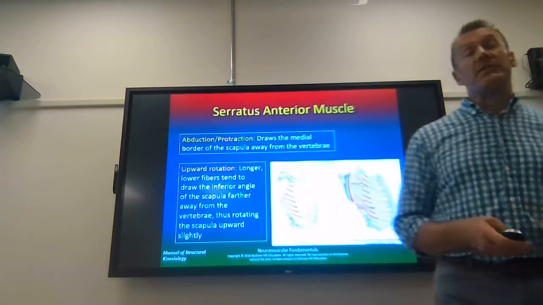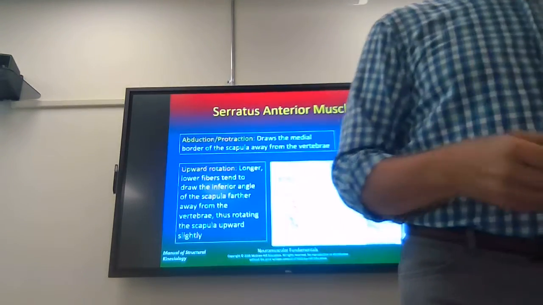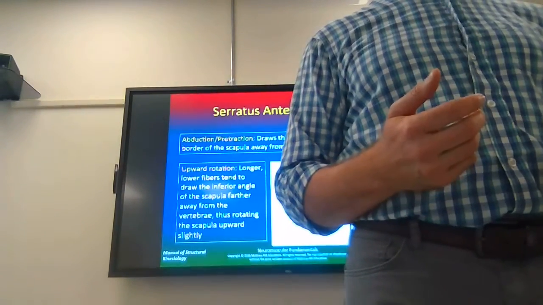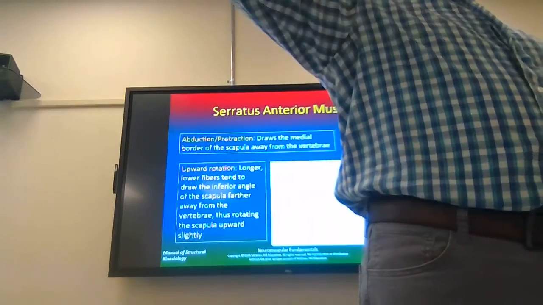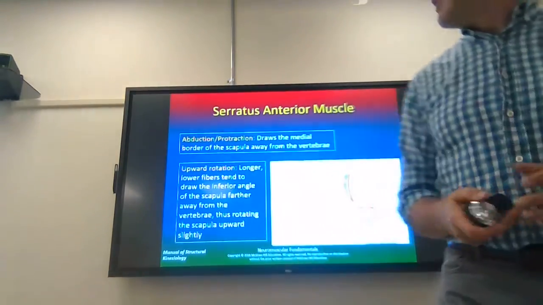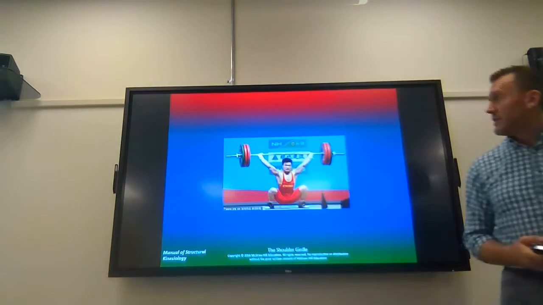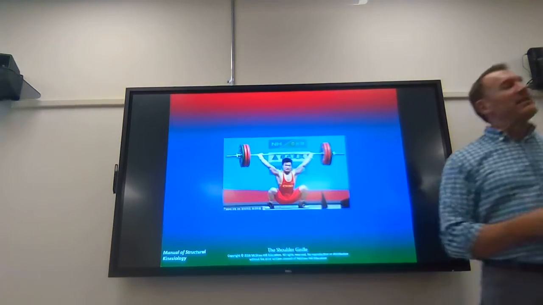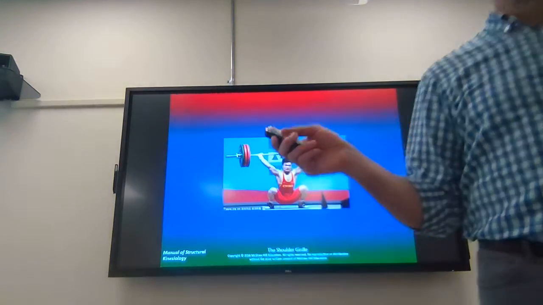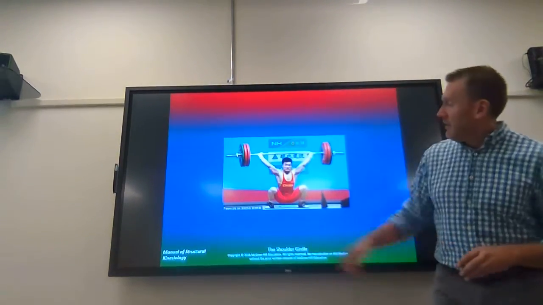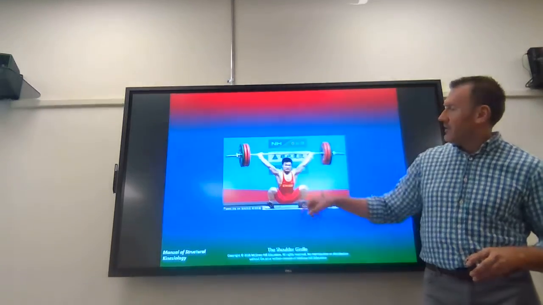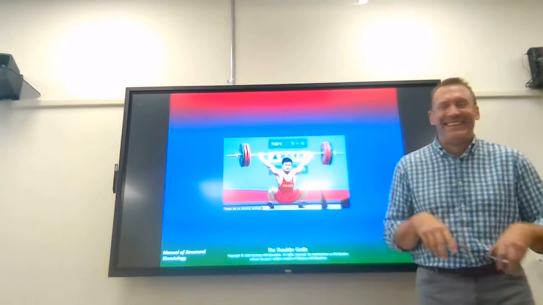This muscle is so important to avoid rotator cuff impingement. So being able to engage that muscle to get the scapula to rotate properly is very important. Chinese weightlifters, the best weightlifters in the world are from China, and they have very well developed serratus. Can you see the serratus right here? Look at that face.